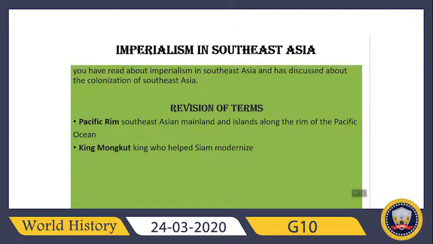Then we have imperialism in Southeast Asia. In this lesson you have read about imperialism in Southeast Asia, and also discussed the colonization of Southeast Asia. So here I picked up Pacific Rim. Pacific Rim is the Southeast Asian mainland and islands along the rim of the Pacific Ocean. And then there is the name of a king, King Mongkut. This king helped Siam modernize.